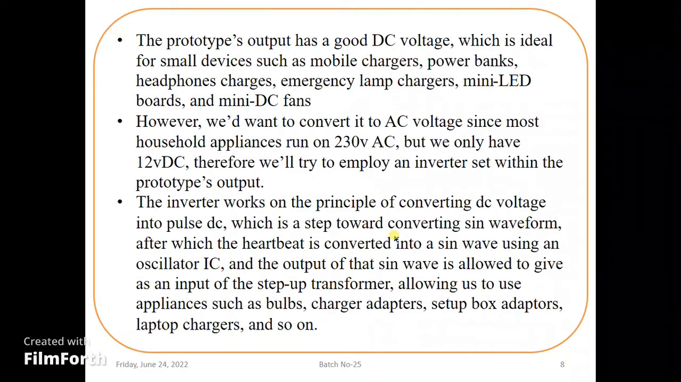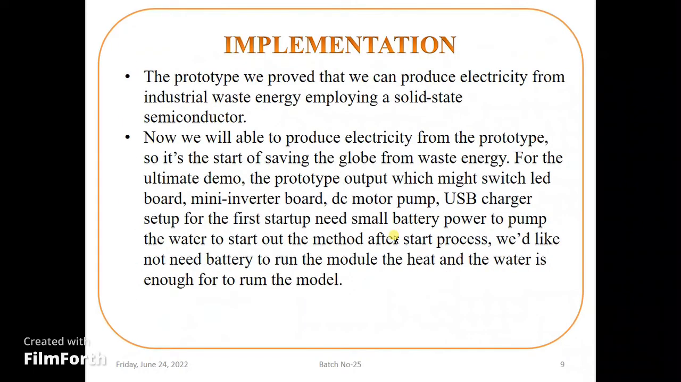The prototype output has a good DC voltage, which is ideal for small devices such as mobile chargers, power banks, headphone chargers, emergency lab chargers, mini LED boards, and mini DC fans. The inverter works on the principle of converting DC voltage into pulsed DC, which is a step toward converting to a sine waveform, after which the pulse is converted into a sine wave using an oscillator IC, and the output of that sine wave is given as an input to the step-up transformer, allowing us to use appliances such as bulbs, chargers, adapters, set-top box adapters, laptop chargers, and so on.